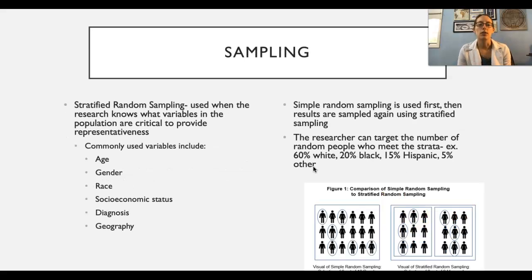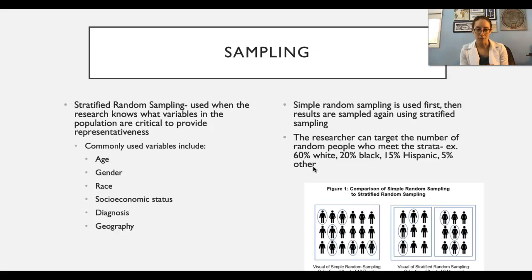Stratified random sampling is used when the researcher knows what variables in the population are critical to provide representativeness. So a lot of times we use things like age, gender, race, socioeconomic status, and so on. Simple random sampling is used first, meaning we just randomly take a whole selection of the population, and then the results are sampled again using stratified sampling. And the researcher can target the number of random people that meet a strata.